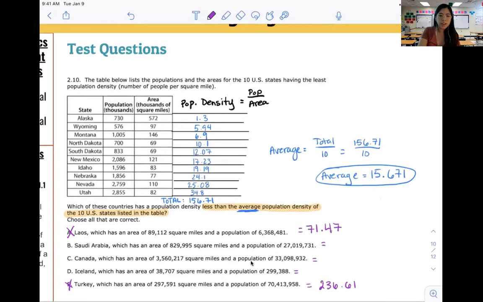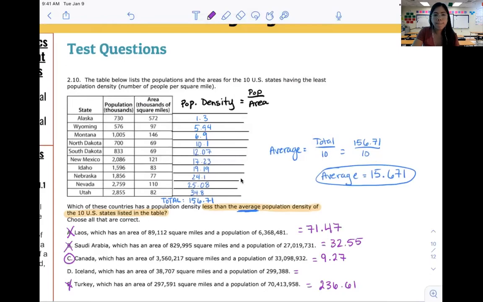Tyrone, good. Canada, 9.27. That one's good. That one's under 15.6. Jalen, you got 32.55. Good. Saudi Arabia is out. And who am I missing? Daniel? D for Daniel. Iceland.